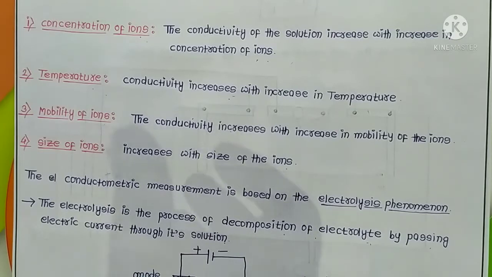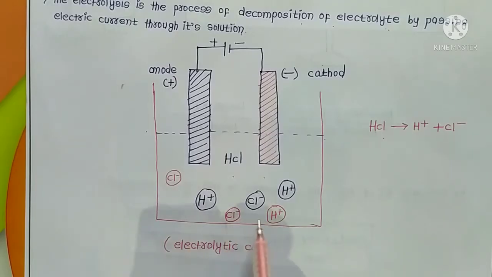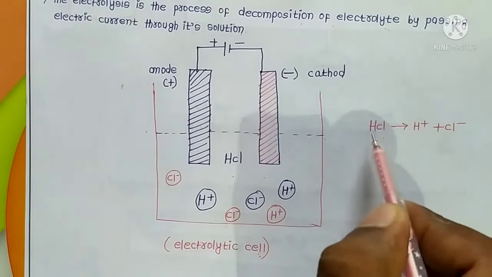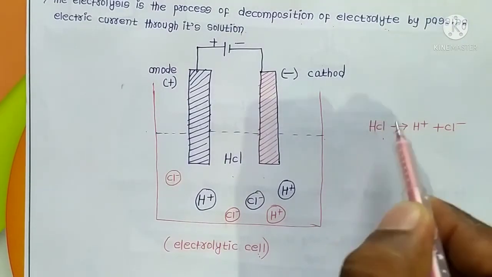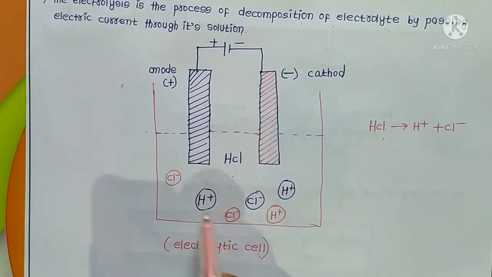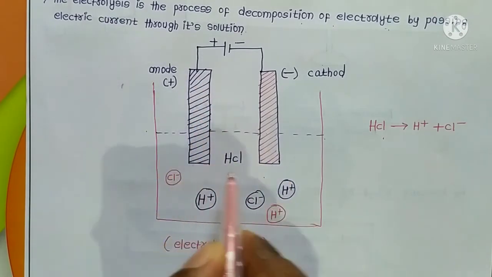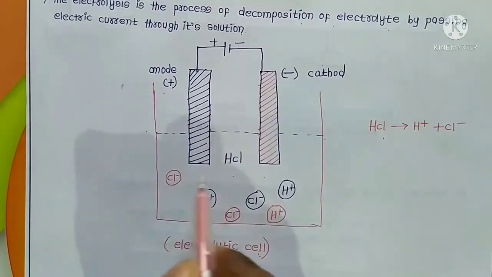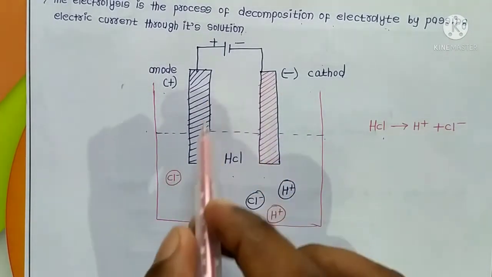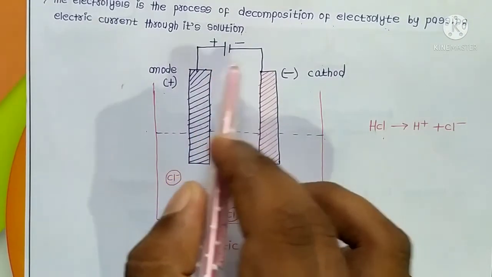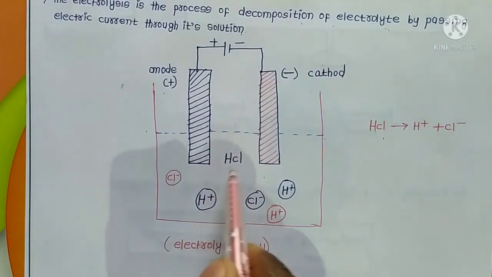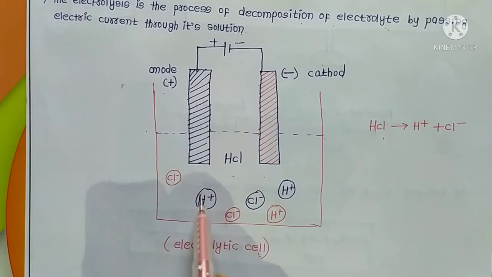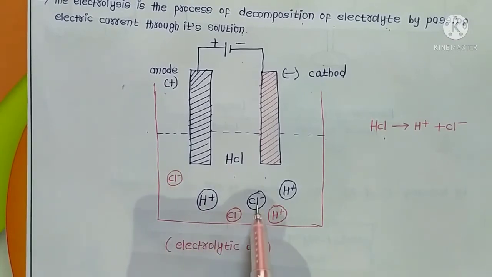Now let's understand this electrolysis process. The apparatus which is used to perform the electrolysis process is called an electrolytic cell. Suppose I consider the electrolytic solution of HCl. So I place this HCl inside this solution and I insert the two electrodes, one is the anode and the other one is the cathode. Now if I apply the electricity by using this battery arrangement, the HCl decomposes into two ions, one is H+ ions, another one is Cl- ions.